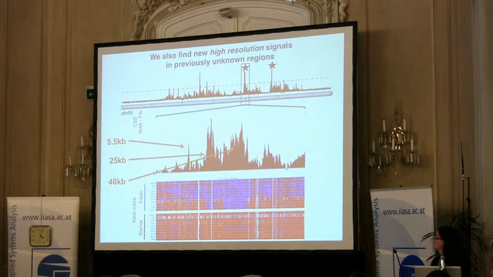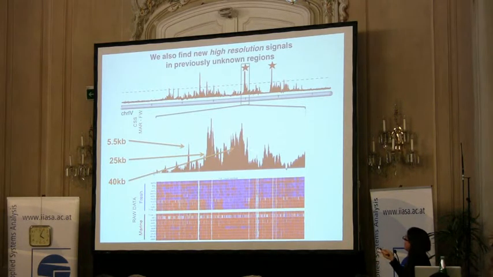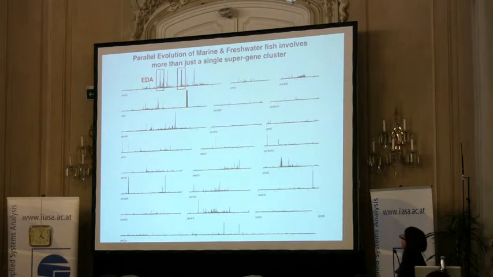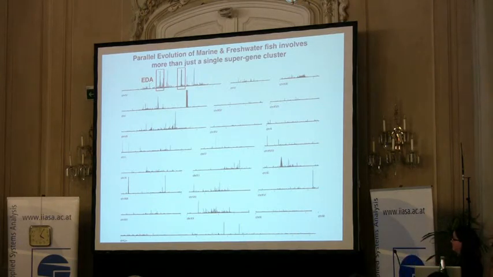It's also obvious just from this region that the size resolution is quite extraordinary. We see some very small windows and some broader ones. So very interesting patterns of repeated selection here. On a genome-wide scale, this is the kind of pattern that we see. I've just shown you these two examples on chromosome 4, but across the genome there are many regions that show these kinds of patterns. So the first conclusion is that parallel evolution of marine and freshwater forms does not involve a single supergene cluster. It involves multiple loci around the genome.